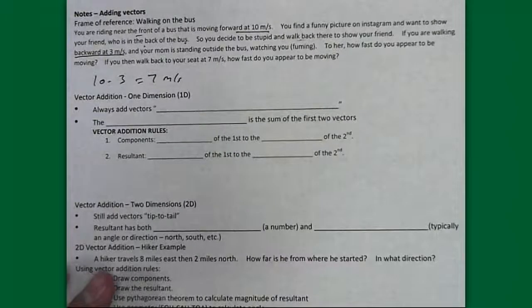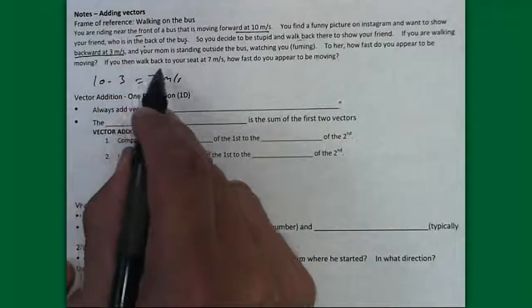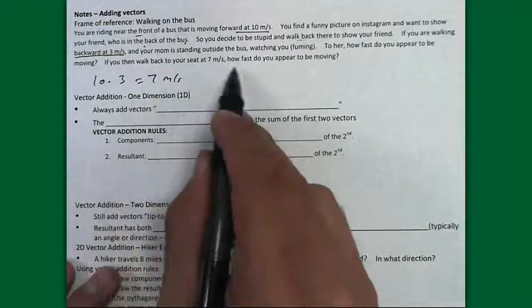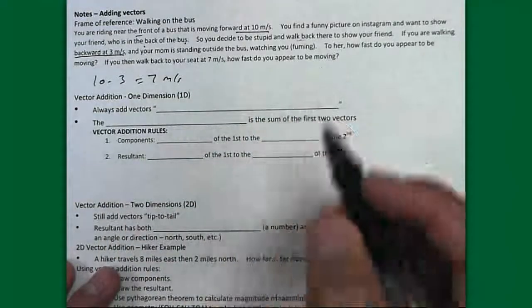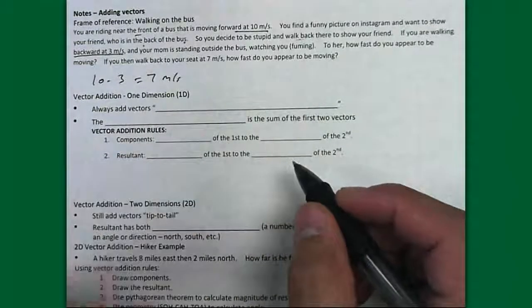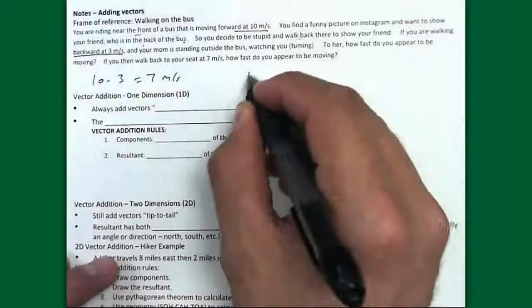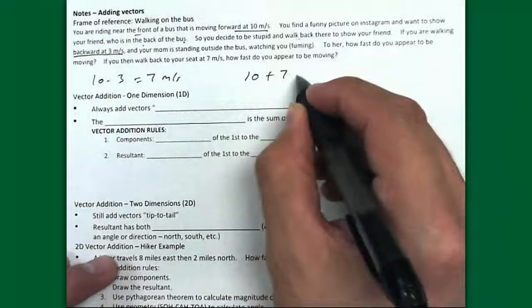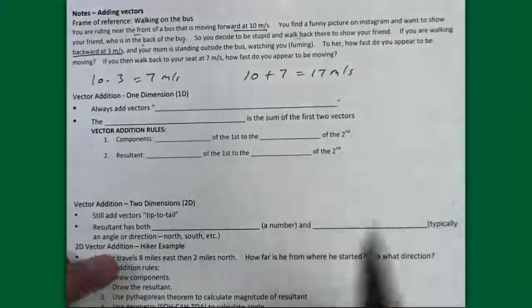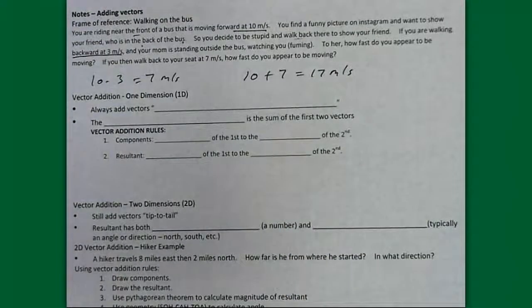Then conversely, if you then walk back to the front of the bus at 7 meters per second, how fast do you appear to be moving? Well, the interesting thing about this is since you're going in the same direction as the bus, your speed actually adds to the bus and you end up actually going faster than the bus itself. You yourself, in relation to an observer watching outside, are moving 17 meters per second.